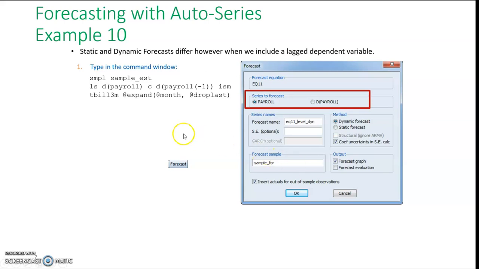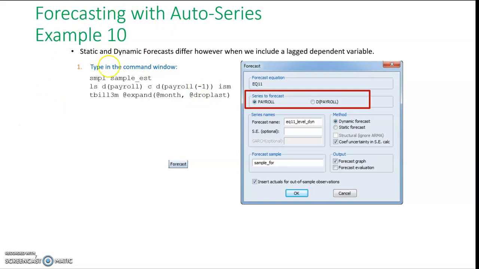We will type in the command window: first the sample estimated, and then least squares, where the difference of payroll is my dependent variable, in first difference form. This is the constant, and this is the lagged value of the difference of payroll, and then ISM and T-bill 3M, and then we have the dummy variable command dropping the last month.